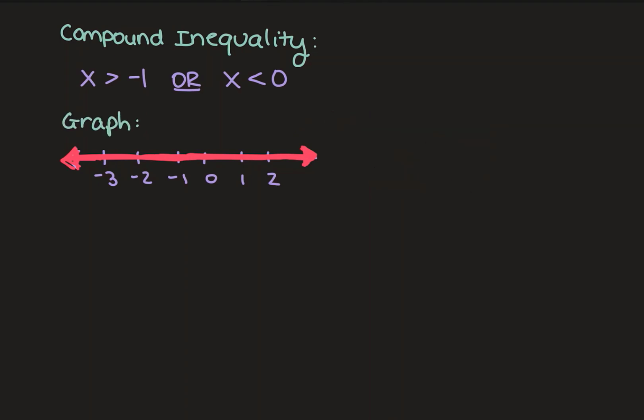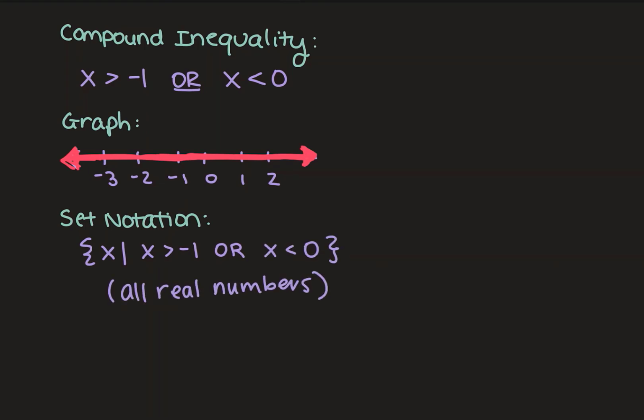We can write the solution in set notation, where we have the set of all values of x such that x is greater than -1, or x is less than 0, which is really the same as all real numbers. And for interval notation, our minimum is at -infinity, with a maximum at +infinity.